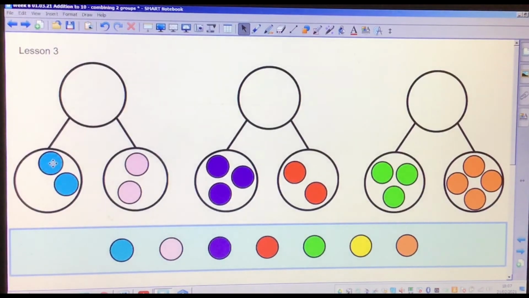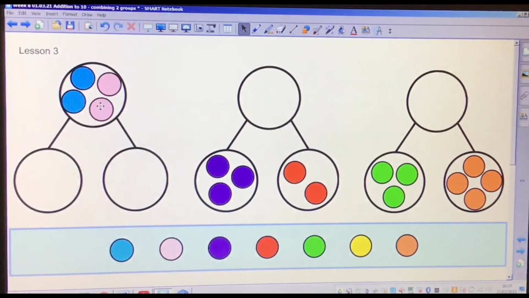Now I can move them up into the whole to check. So I'm going to move my blue dots up first. 1, 2, keep 2 in your head as we move the pink dots up. 3, 4. So we have 4 all together. 2 add 2 equals 4.